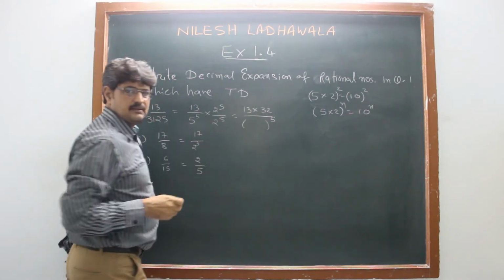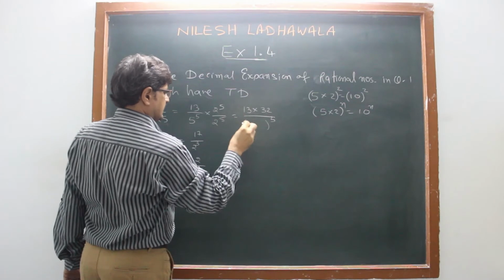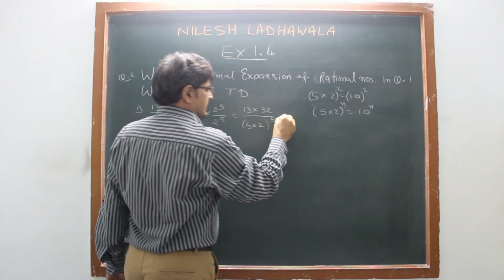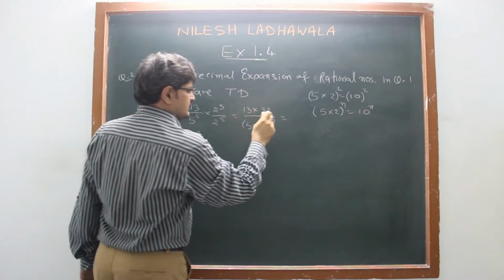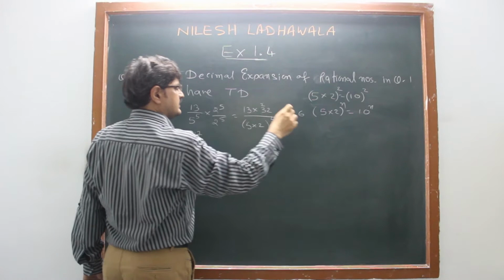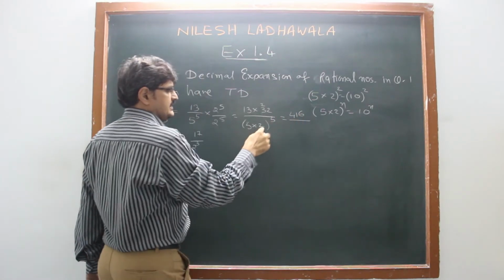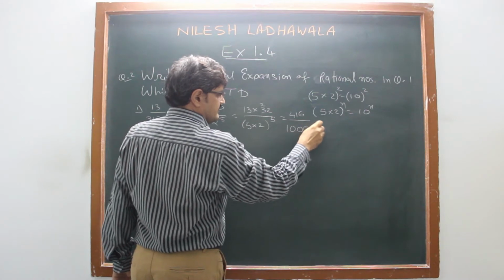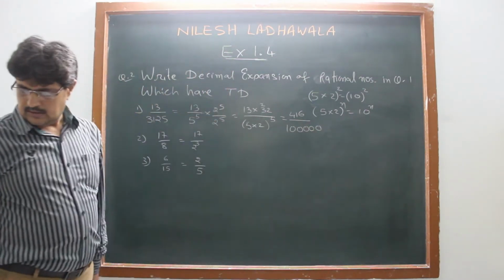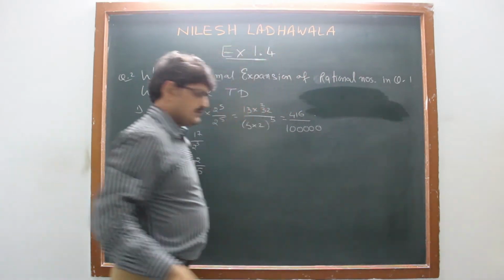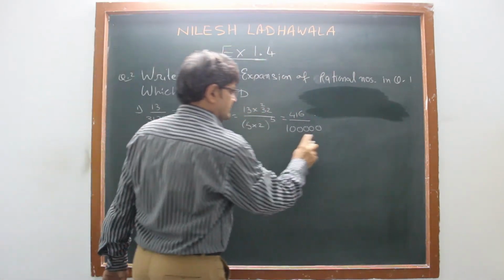I will take the power common. So I have here 5 into 2. Now I can multiply 32 with 13. 13 2s are 26, carry over 2. 13 3s are 39. 39 plus 2, that is 41. And here I have 10 raised to 5. So 10 raised to 5, that is I have 5 zeros after 1. So now I can write 416 upon 5 zeros.